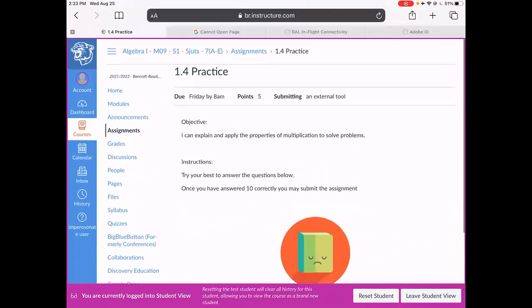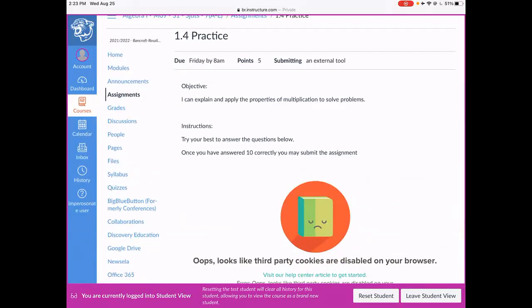Oh, it's because I'm on an iPad. Anyway, it is a CK12. It does not show up on the iPad because of the settings, but it's CK12. Most of it is identifying the property or the example of the property. But it mixes multiplication and addition, so you have to be careful when you pick your answer. If the problem says multiply, click multiplication. Questions, comments, concerns? All right, we are done. You have the rest of the time to get that done.